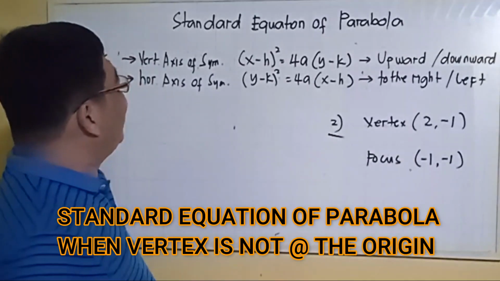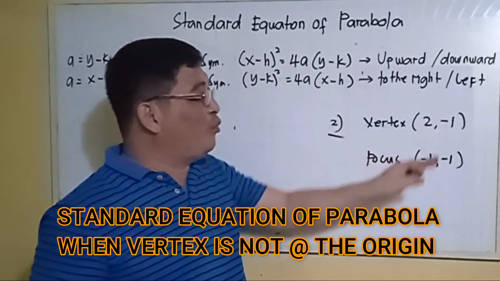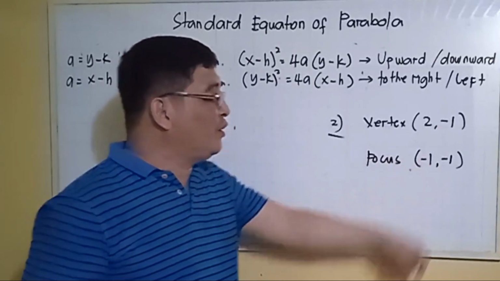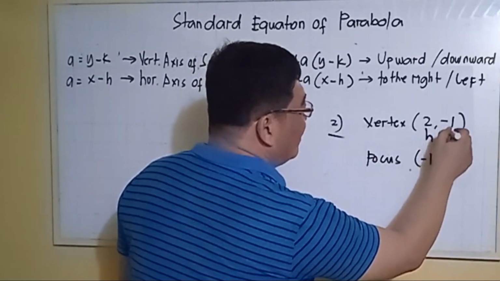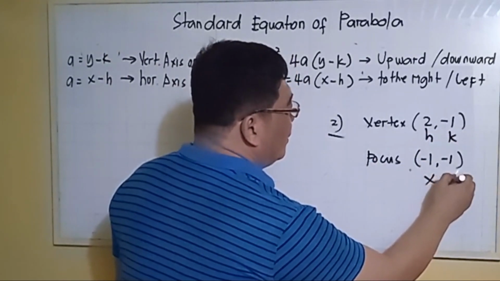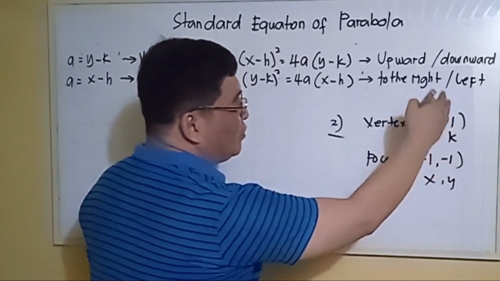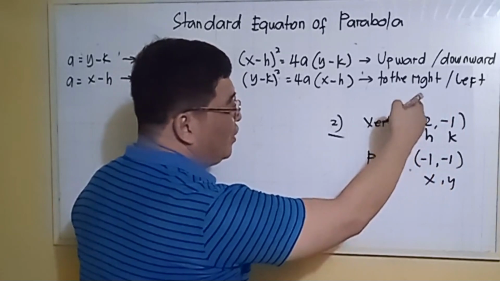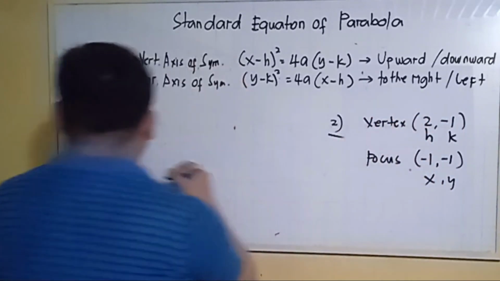Number 2 example natin para dito sa standard equation ng parabola with given vertex (2, negative 1), focus (negative 1, negative 1). So, identify natin yung H, K. Ito yung H, K: 2, negative 1. Ito yung X and Y. So, in this case, hindi natin pwedeng isubtract yung negative 1 sa negative 1, kasi magiging 0 yun. Ibig sabihin, yung gagamitin natin yung negative 1 minus 2.